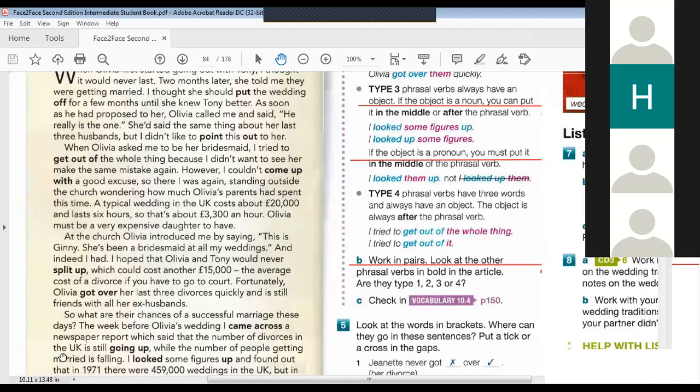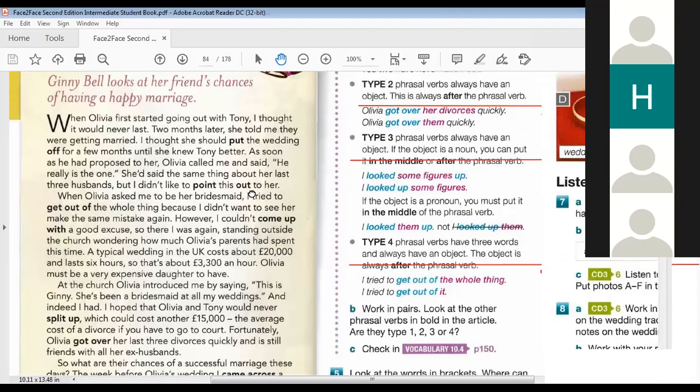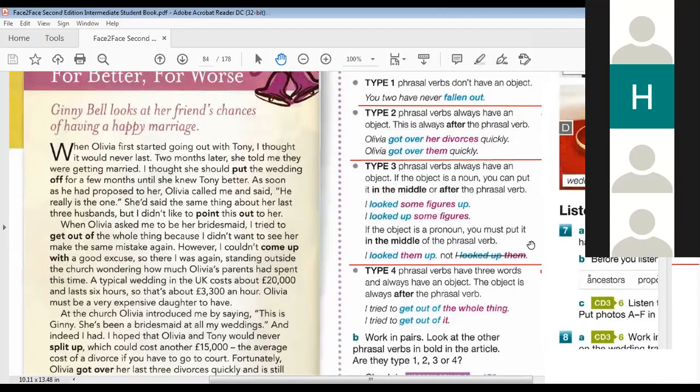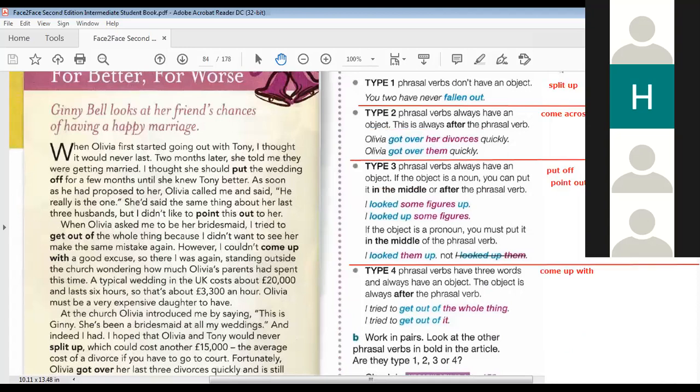Going up. The number of divorces in the UK is still going up. Type 1, I think. That's correct. There's no object. So it's type 1 because there's no object after going up. So the infinitive is go up, of course. All right, so we're almost done.